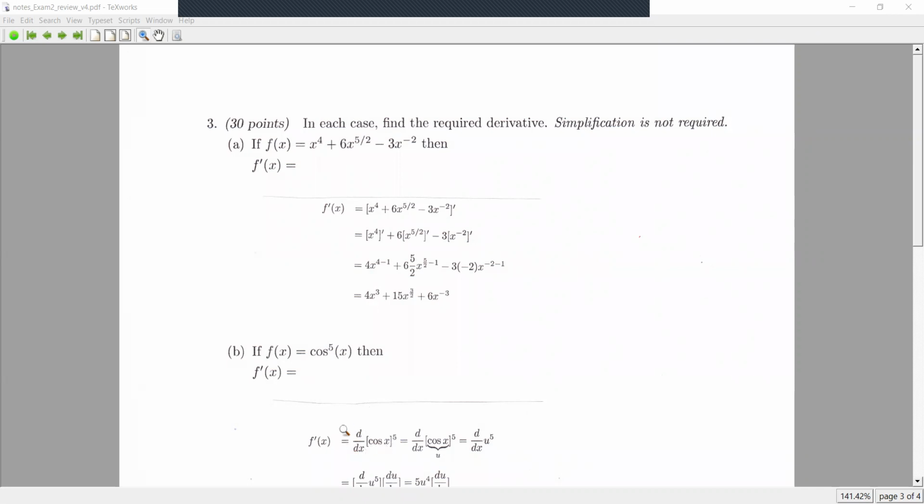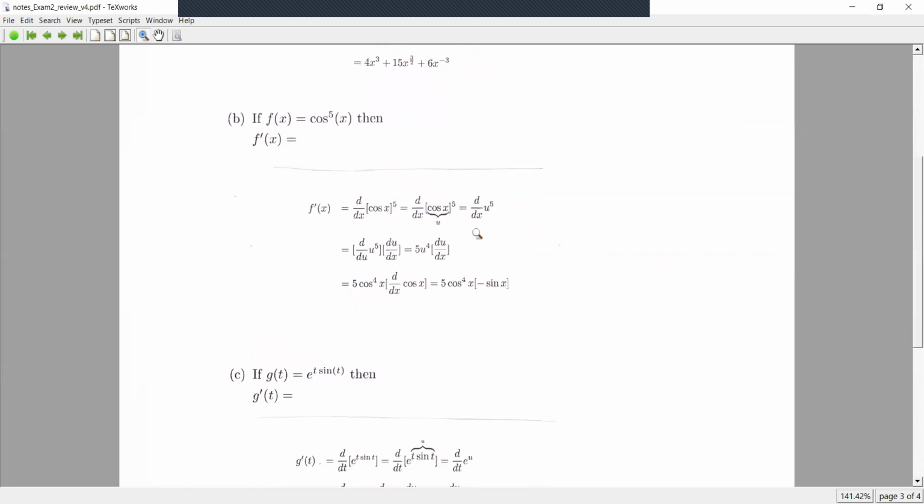To compute this derivative, I use the chain rule. I simplify the function by introducing u. I let u be cosine of x. Then the function becomes u to the fifth. To compute this derivative, I apply the chain rule. I write this derivative as the product of these two derivatives. If I cancel du, then the product is this derivative.